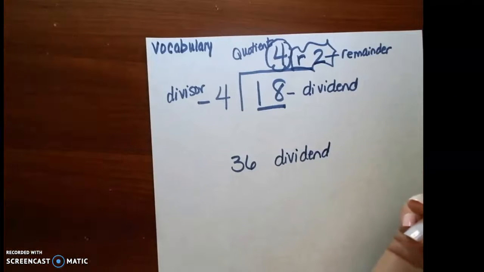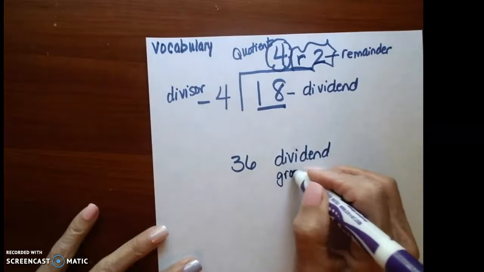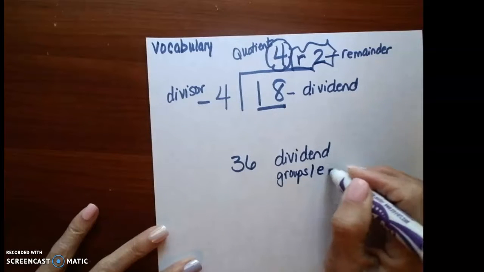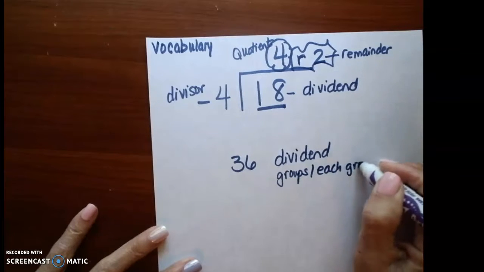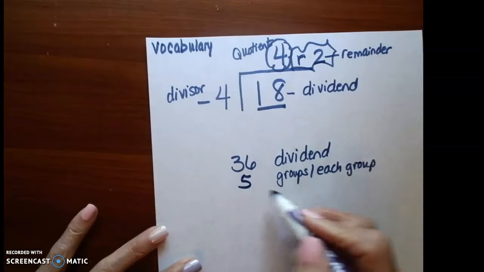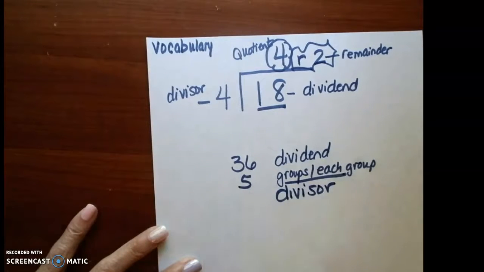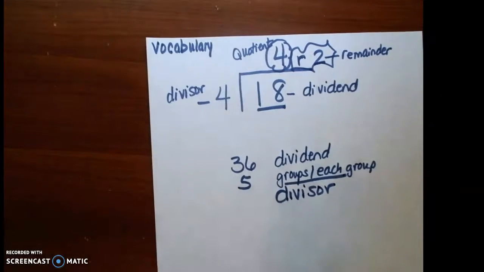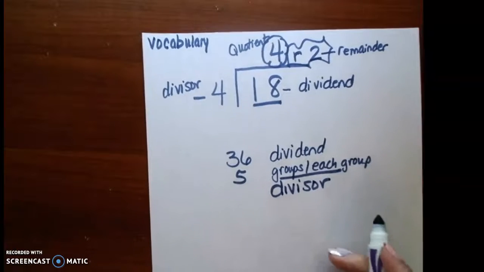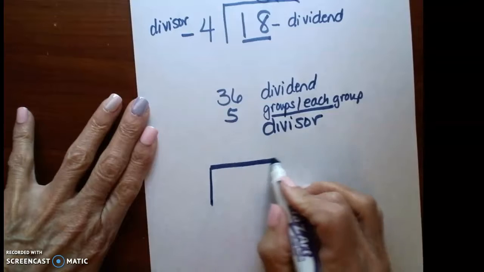5, she's going to put 5 cookies in a bag. That's how many she's going to put in each of her bags. That's how many groups or how many she will have in each group. That is called your divisor. Your divisor is 5. Now when we do the division, the answer will be the quotient. So let's set this up using our division boxes.